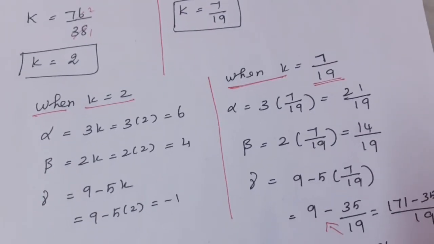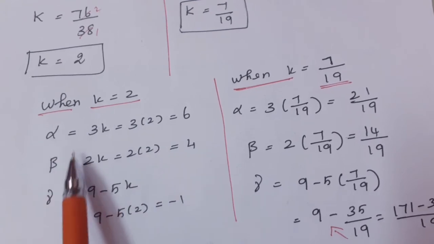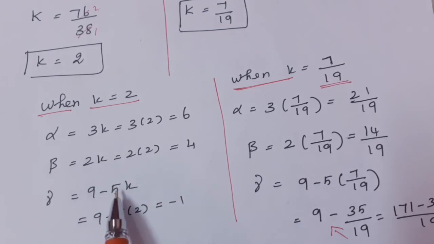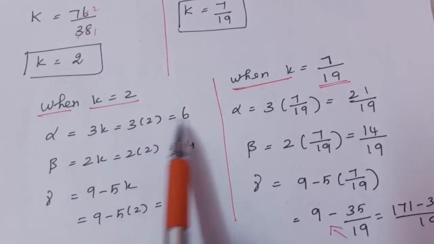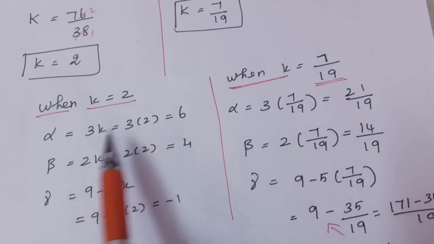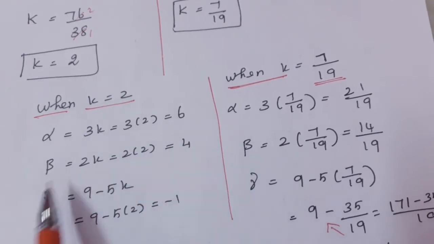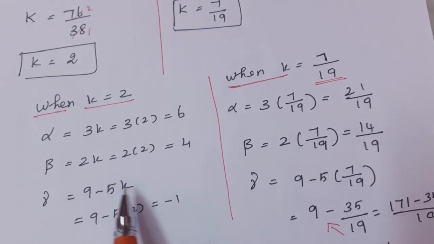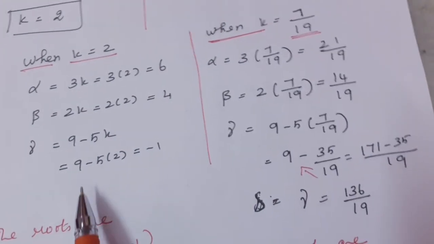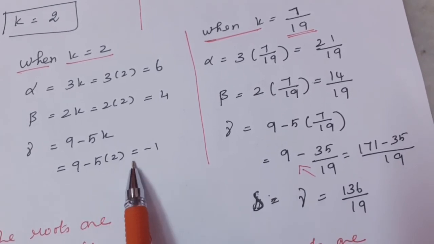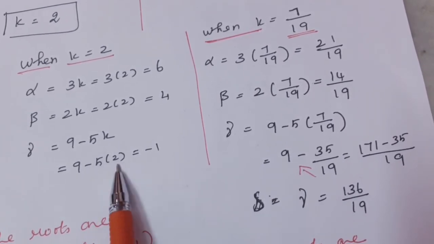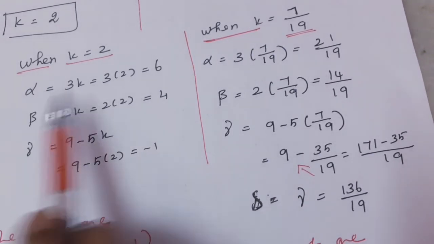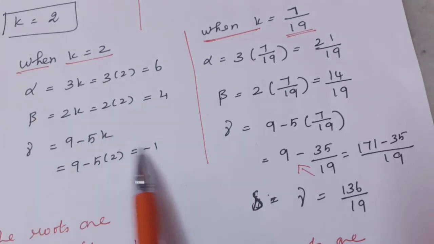When k equal to 2, what did we take for alpha? Alpha equal to 3k, beta equal to 2k, gamma equal to 9 minus 5k. Substitute the k value in the result. So alpha equal to 3k, 3 into 2, 3 2s are 6. Beta equal to 2k, 2 into 2 is 4. Gamma equal to 9 minus 5k, 9 minus 5 into 2. 5 2s are 10, 9 minus 10 is minus 1. Therefore, we get alpha 6, beta 4, gamma minus 1.